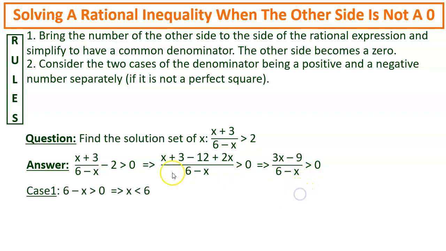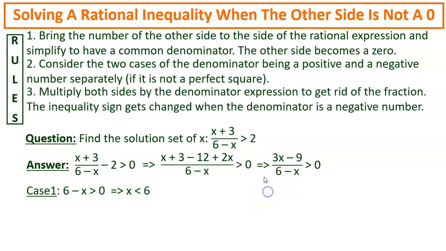Okay. So, case 1. 6 minus x is greater than 0. We are taking 6 minus x to be a positive number. And from this, we are getting the solution set of x as x is less than 6. And why do we need this? Because we want to get rid of this fraction form. We will be multiplying both the sides of this given inequality by this 6 minus x, the denominator expression, so that we can get rid of the fraction form.